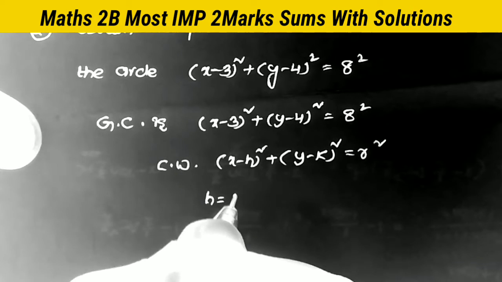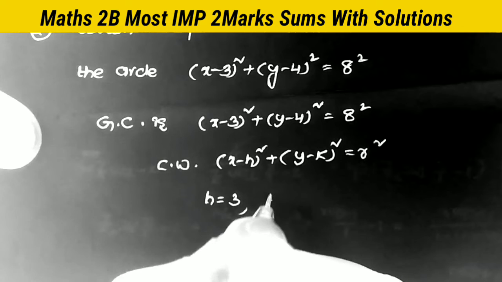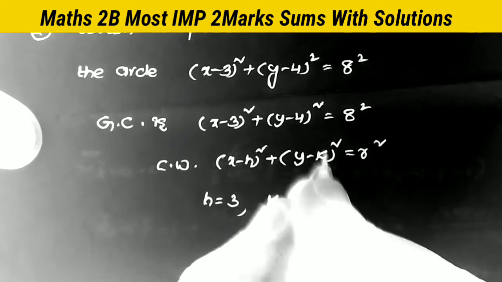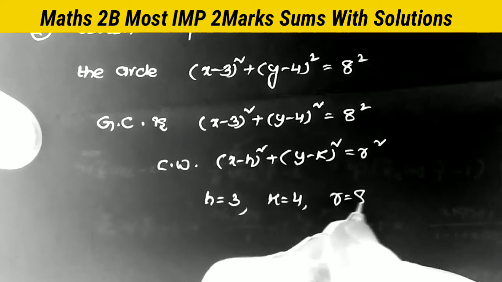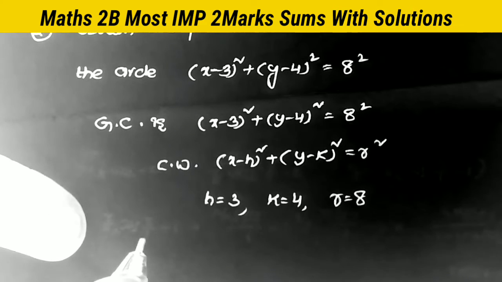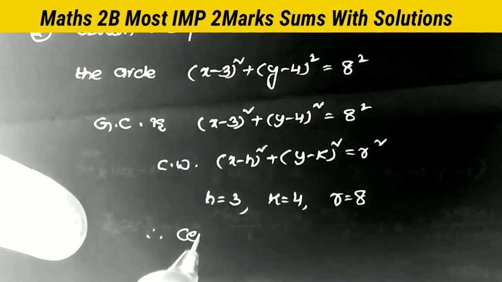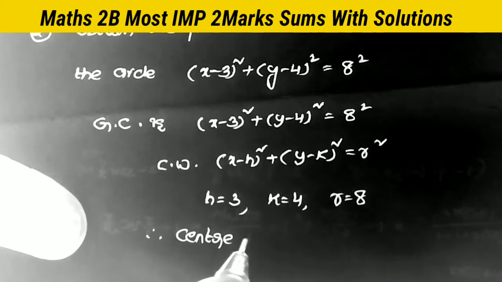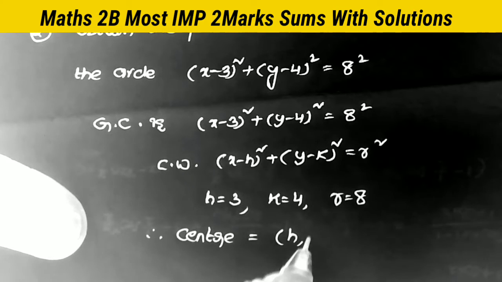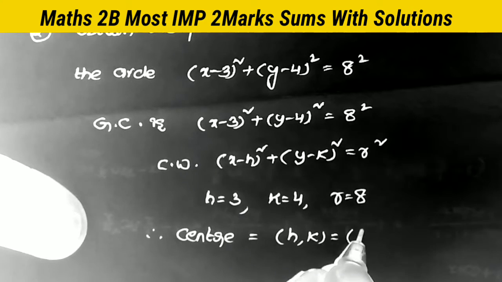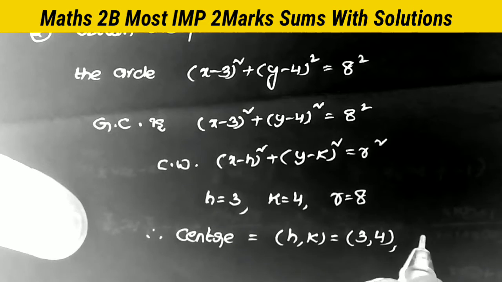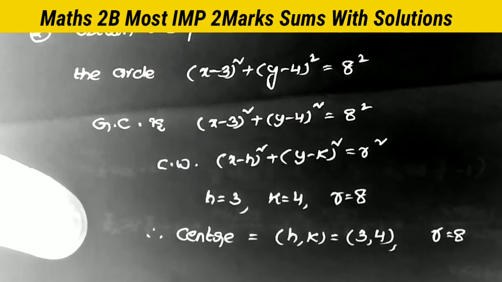What is the h value? h is equal to 3. And what is the k value? k is equal to 4. And what is the r value? r is equal to 8. Therefore, center is equal to 3, 4. Center means that is h, k. So here we get h, k is equal to 3, 4 and radius r is equal to 8.